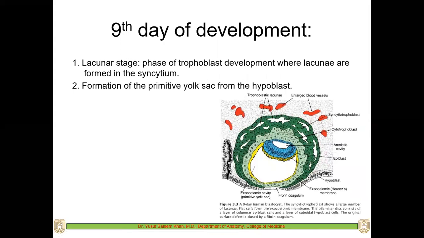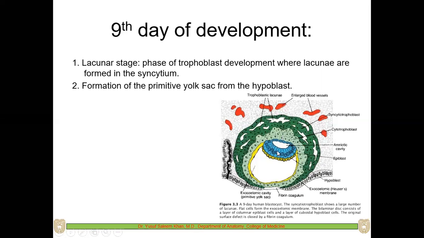On the 9th day, we have seen that there is the lacunar stage of trophoblast development, where the lacunae are formed in the syncytiotrophoblast. So the syncytiotrophoblast started eroding the wall, and there is formation of the lacunae here, spaces. Then there was also formation of the primitive yolk sac from the hypoblast. As we had seen, the hypoblastic layer will give rise to a thin membrane called the exocoelomic membrane or Heuser's membrane, which will change the blastocele or the blastocystic cavity into the exocoelomic cavity, also called the primitive yolk sac.